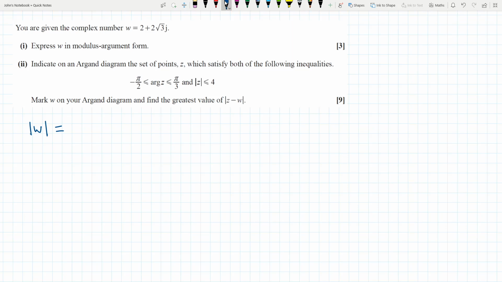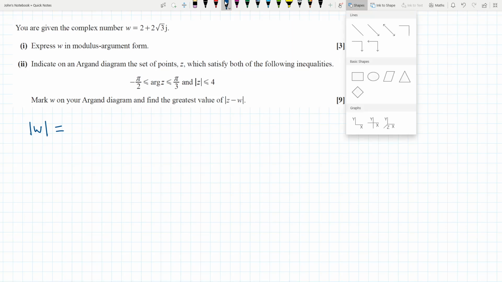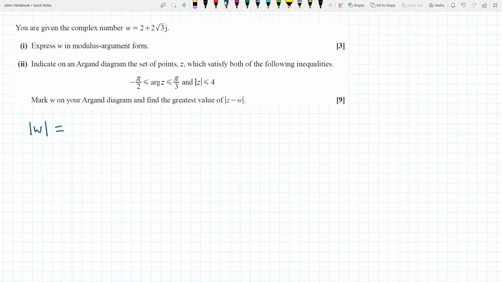So actually it might be helpful for us to quickly have a look at what this complex number roughly looks like on an Argand diagram. So let's have a sketch. I can see in part B we're going to be doing this a little bit more, but 2 plus 2 root 3, probably somewhere like here.